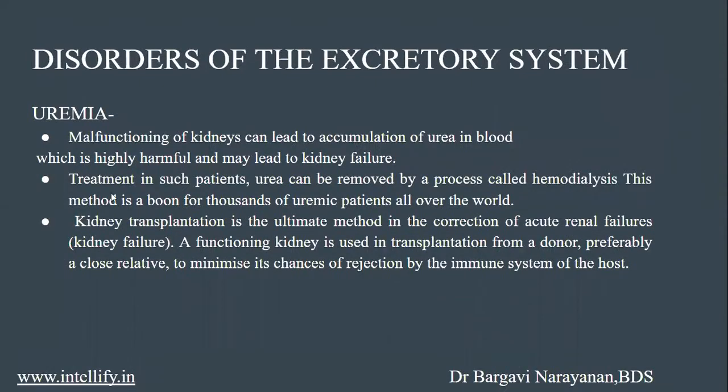Now, disorders of the excretory system. The first disorder is uremia. Malfunctioning of the kidney can lead to accumulation of urea in blood, which is highly harmful and can lead to kidney failure. The treatment in such patients can be removal of the urea from the blood by a process called hemodialysis. This method is a boon for thousands of uremic patients all over the world. The second treatment method is kidney transplant, the ultimate method of correction of acute renal failure, where a functional kidney is transplanted from a donor, preferably a close relative, to minimize the chance of rejection by the immune system of the host.